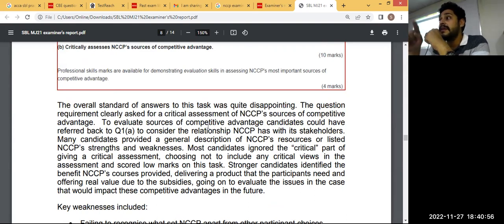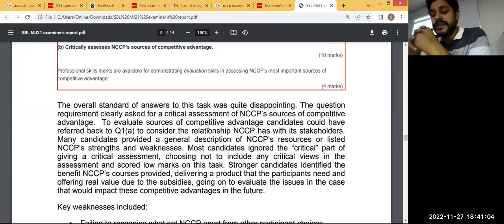This does not mean that they can copy from question number 1A. However, to consider the relationship NCCP has with its stakeholders, many candidates provided a general description of NCCP resources or listed NCCP strengths and weaknesses. Many candidates ignored the critical part of giving the critical assessment, choosing not to include any critical view in the assessment, and scored low marks on the task.